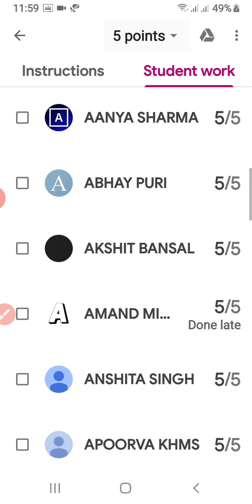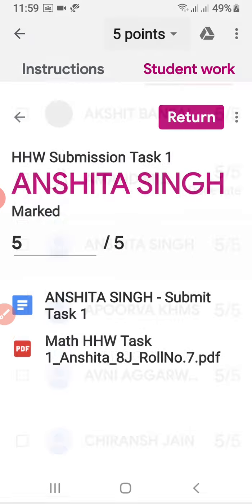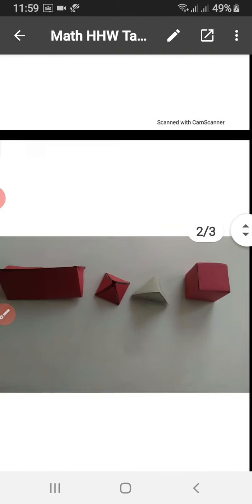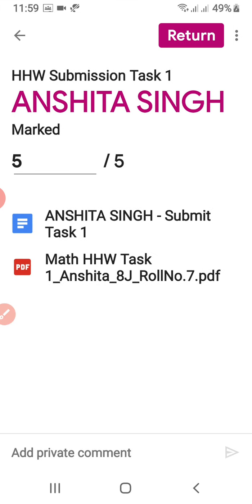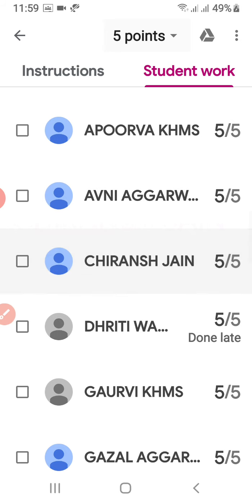Each and every child of the class submitted the work on the Google Classroom in their own way. Taking the picture is a skill. Top view, side view, front view. Children presented their work beautifully.